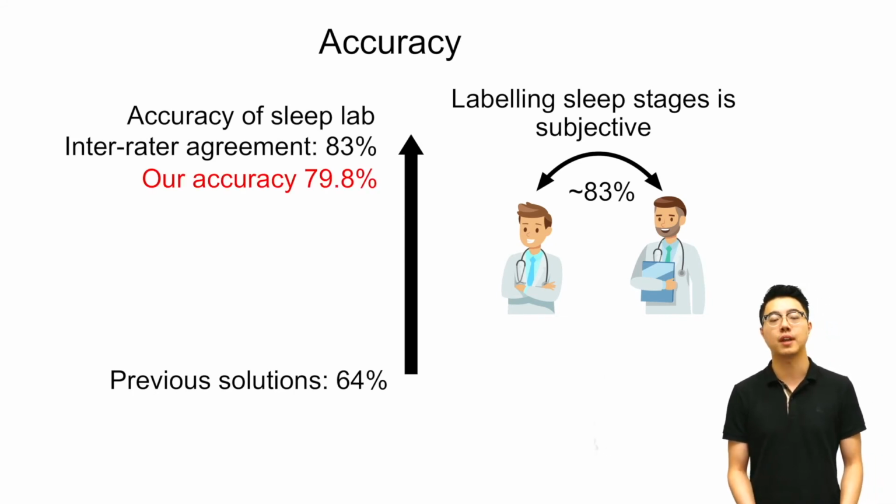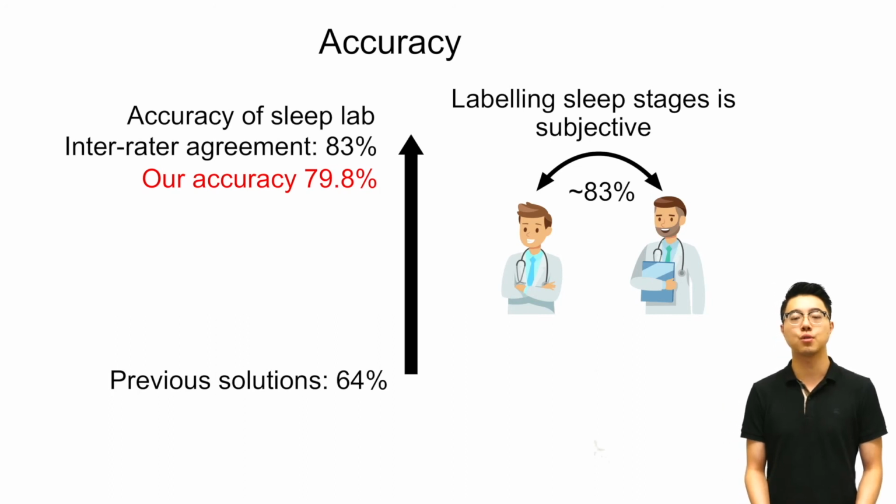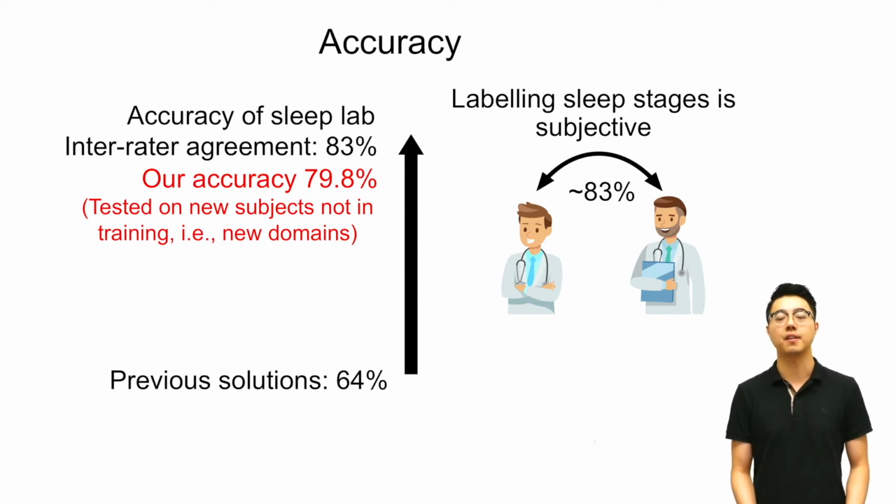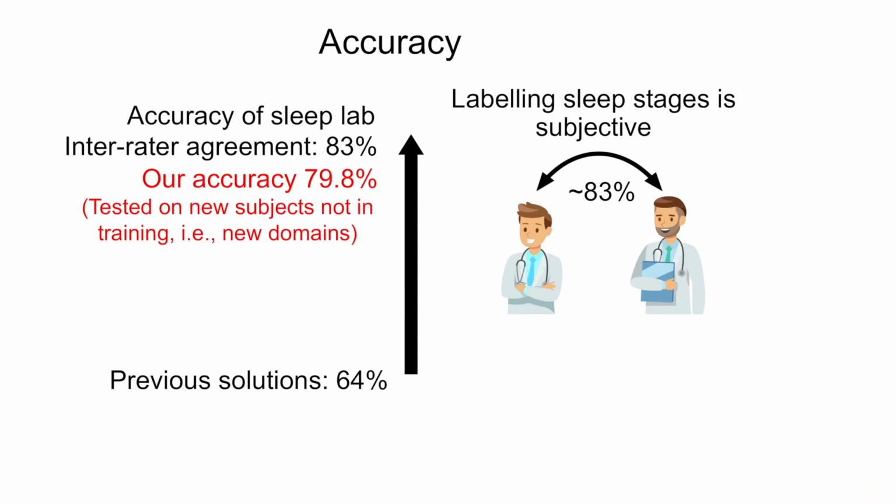It is almost 80%, which is pretty close to the accuracy of sleep lab. Also, this is the accuracy when testing on new subjects that we haven't seen in the training set. That is, this is a new domain.